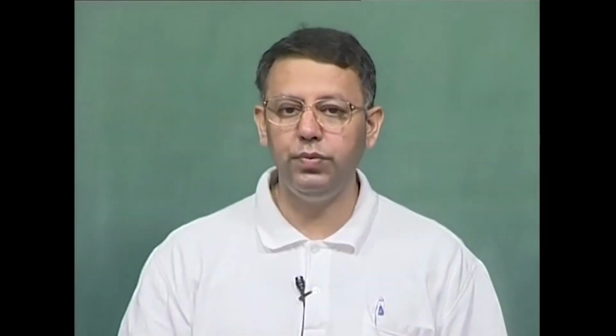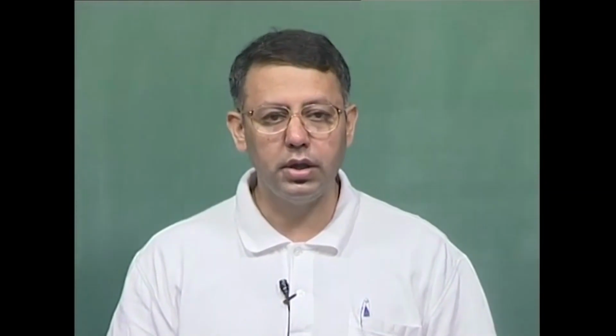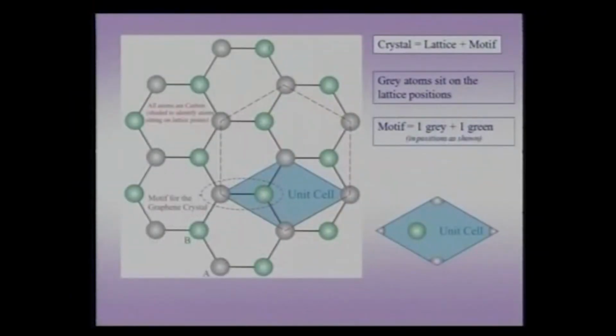For my convenience I will color all those points which have identical surroundings, the carbon atoms sitting on those lattice points. The two colors I shall use are green and grey. I am using the grey atoms to be sitting on the lattice points, and the green atoms will not be sitting on the lattice points but will be part of the motif.